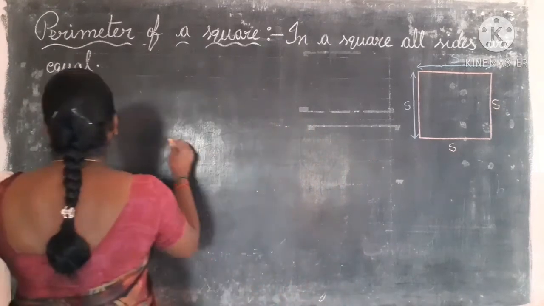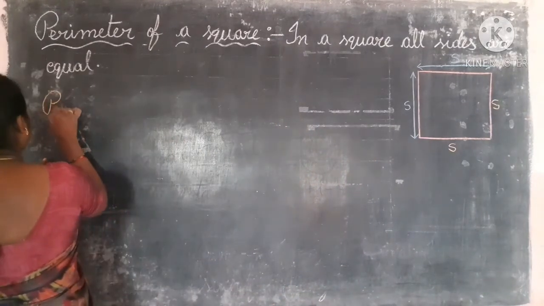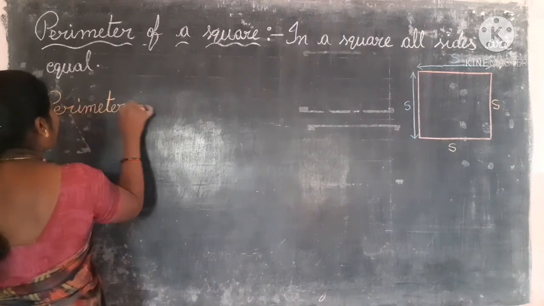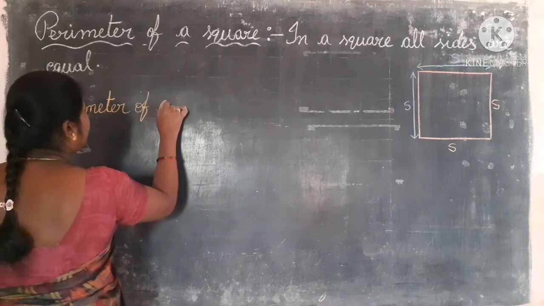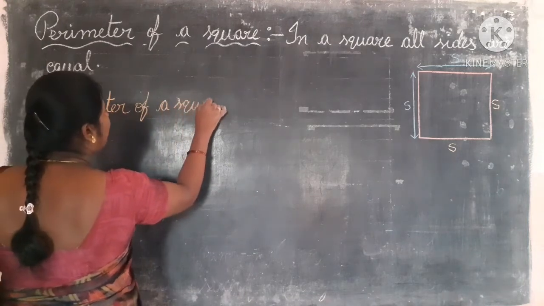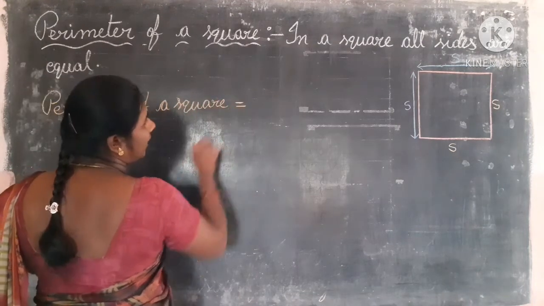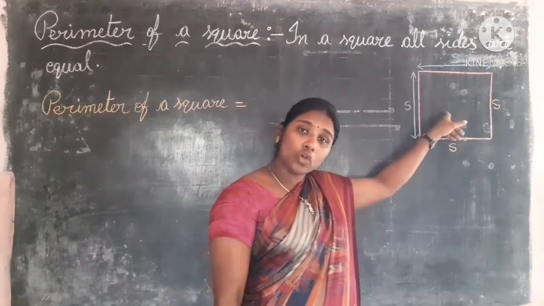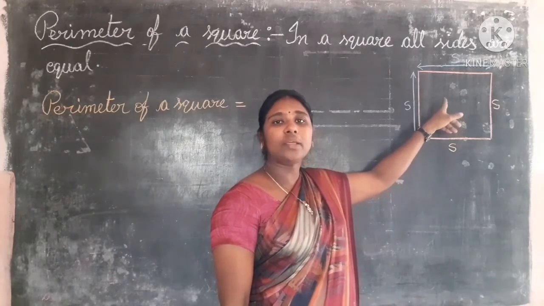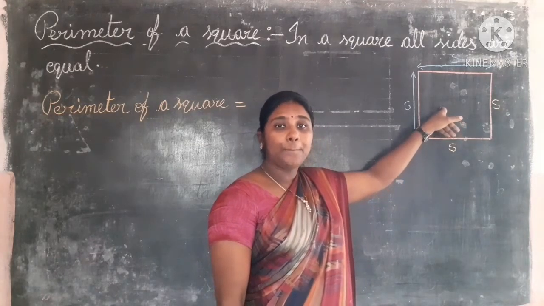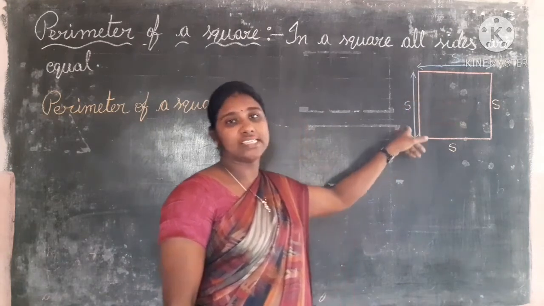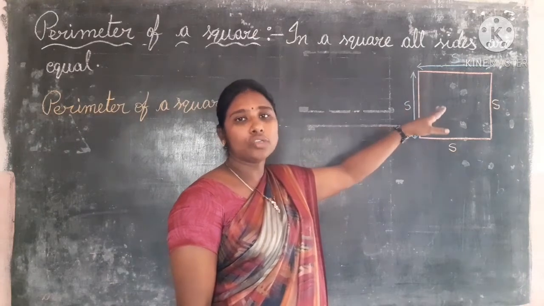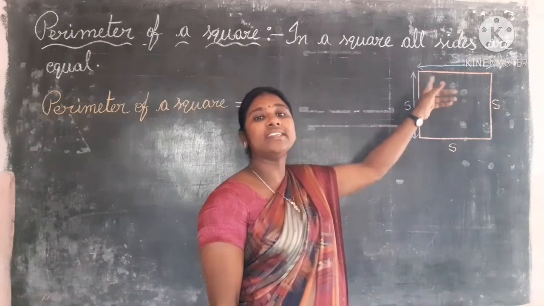Now we have to find the perimeter of a square. How do we find the perimeter? Perimeter means the length of the boundary of the closed figure. Is it a closed figure or an open figure? It is a closed figure, so we have to find the perimeter of this figure. Perimeter is the sum of its sides. How many sides are here? 4 sides. Sum means we have to add all these sides.